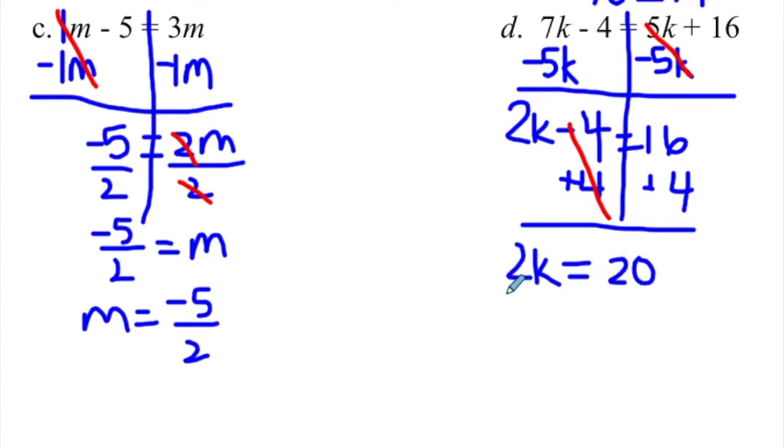And then my last step would be to get rid of this 2, so I'm going to do that by dividing. So I'm going to divide by 2 on both sides. When I do that, I will see these 2's here cancel out. And 20 divided by 2 is going to give us 10. So K is equal to 10.